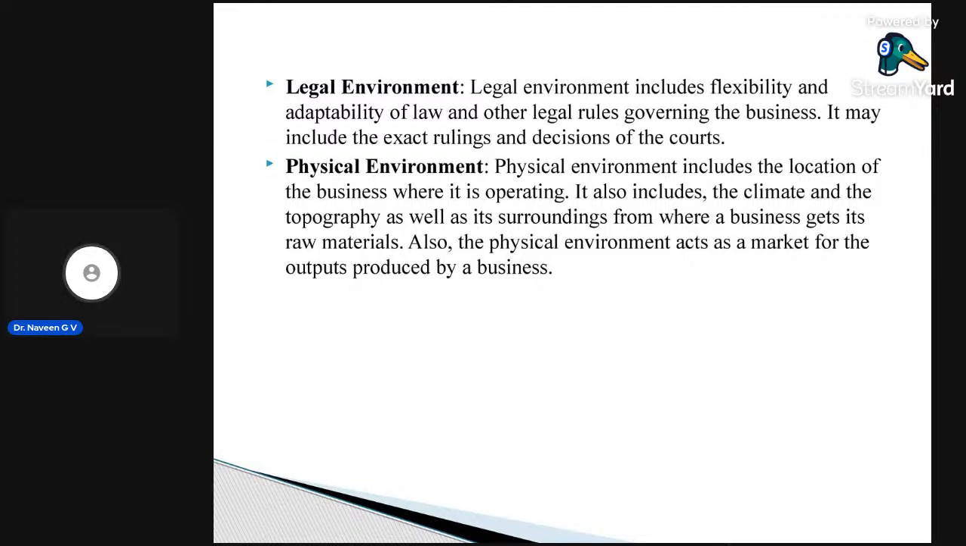And physical environment. The physical environment includes the location of the business and its operation. It also includes the climate and the topography as well as the surroundings from where the business gets the raw materials. Also, the physical environment acts as the market for the output produced by the business. Take an example: what clothes we use in the summer season, what we use in the winter season, and when we use umbrellas more. These are all the physical environment, which affects the business.